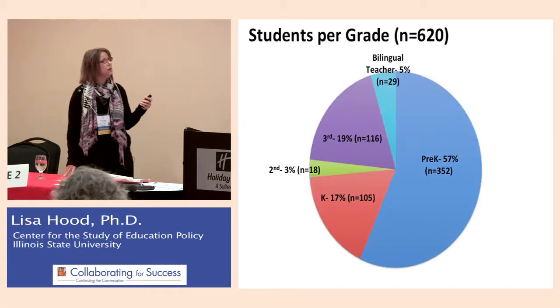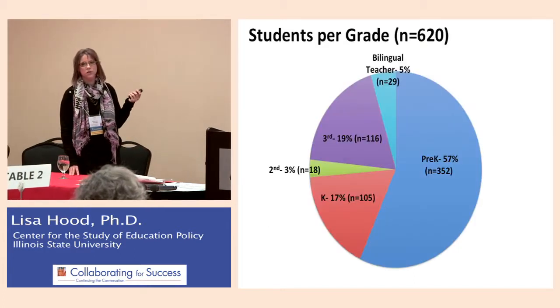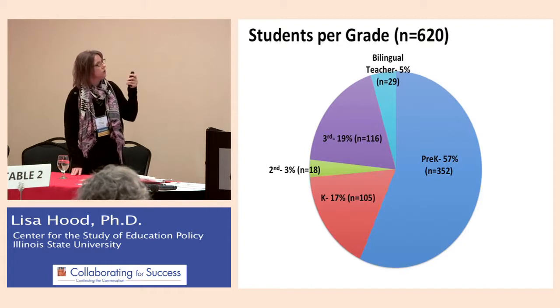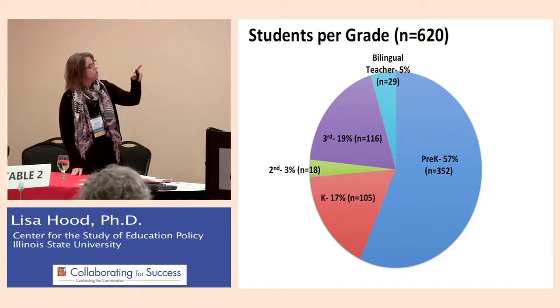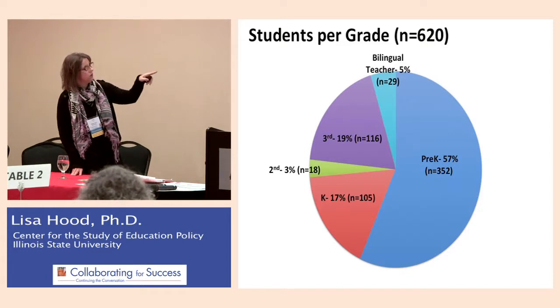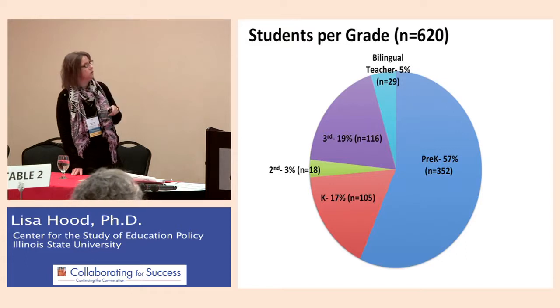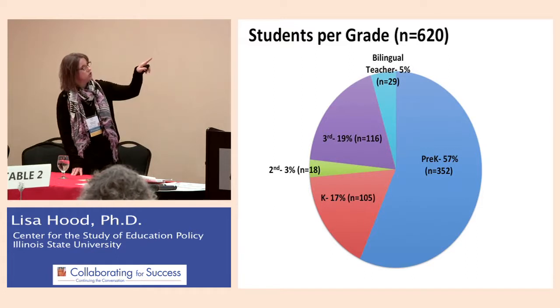The students: we've been collecting demographic data on the students that are in the teachers' classrooms. Here you can see, and I'm not sure, the legend's not coming up, but 57% of our students are in the pre-K classrooms, 17% are in our kindergarten classrooms, another big chunk are in our 3rd grade classrooms, and the last ones are in our 2nd grade.